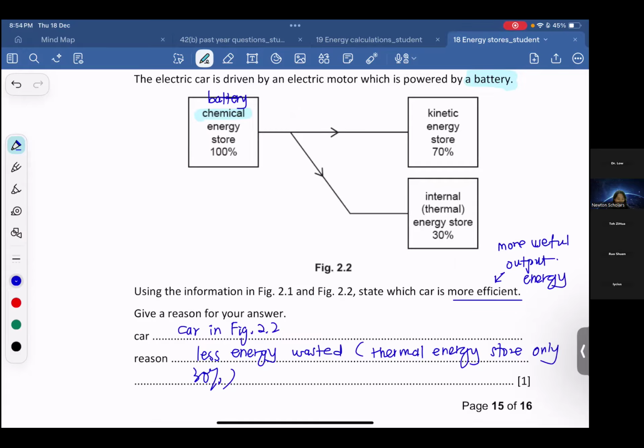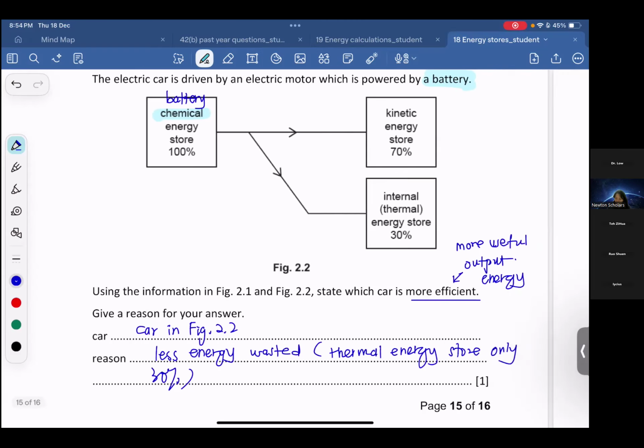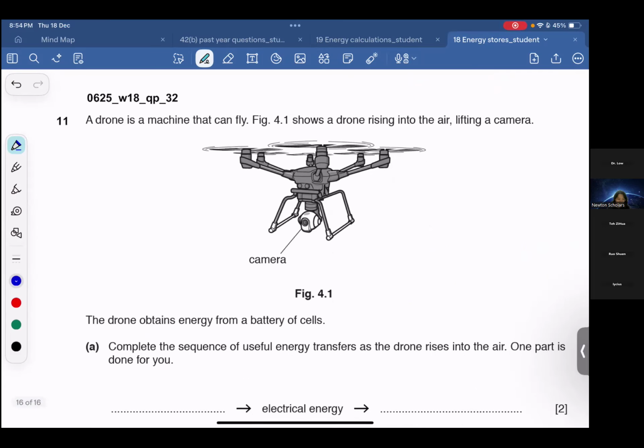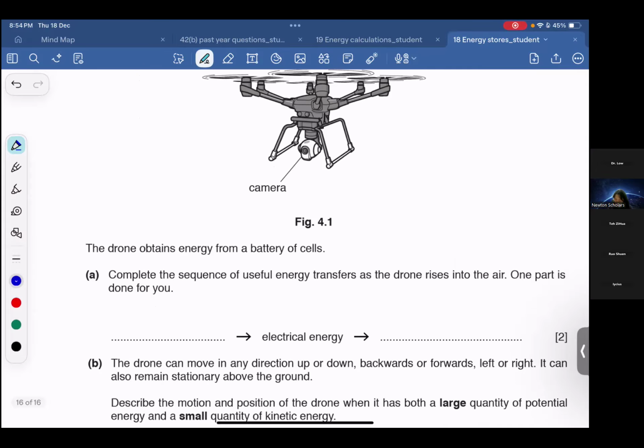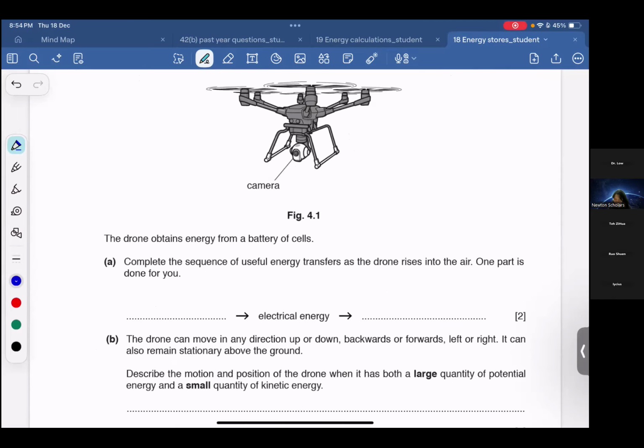Okay, it goes to the last page, page 16. Is it okay? Can we go to page number 16, question 11? Okay, Crystal. A drone is a machine that can fly. Figure 4.1 shows a drone rising into the air, lifting a camera. The drone obtained the energy from a battery of cells. Complete the sequence of useful energy transfer as the drone rises into the air. One part is done for you.